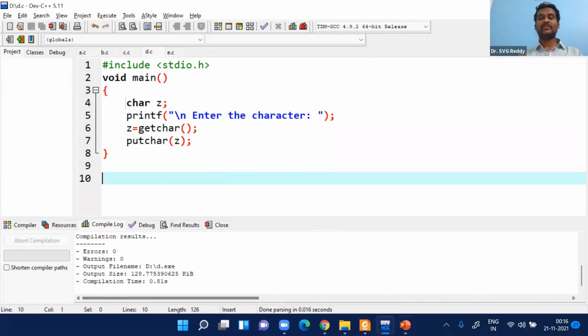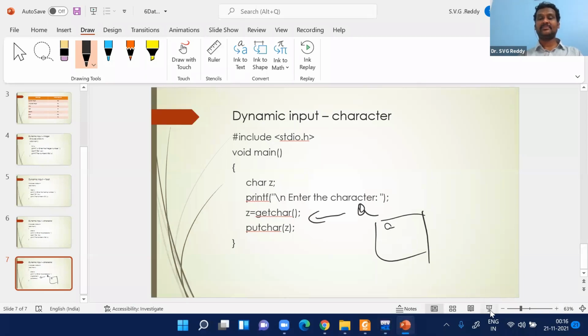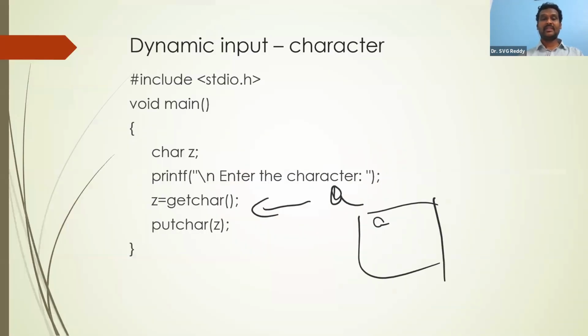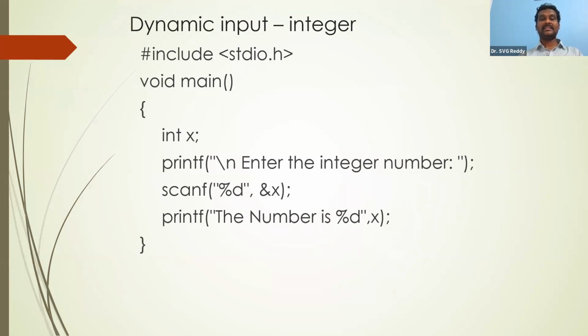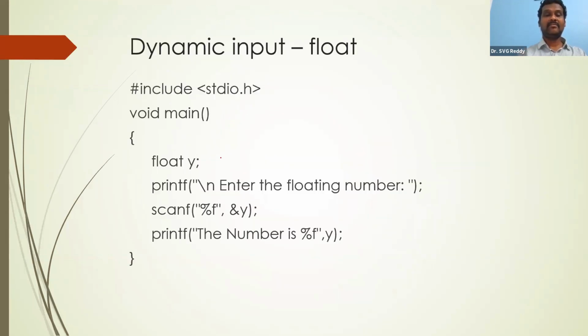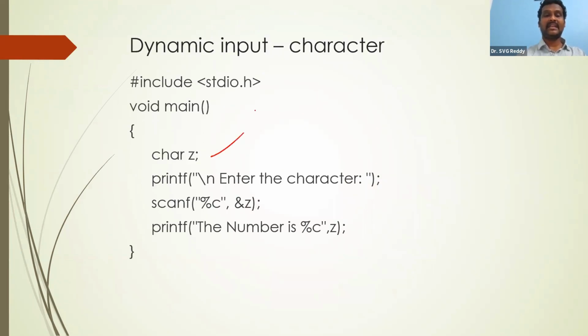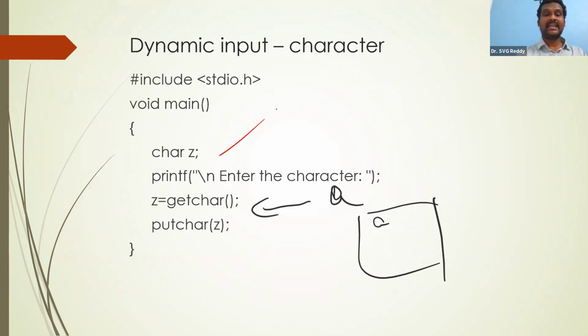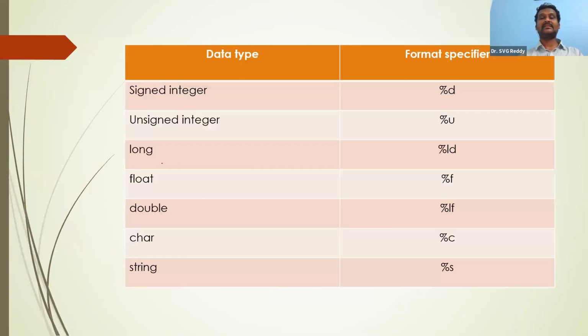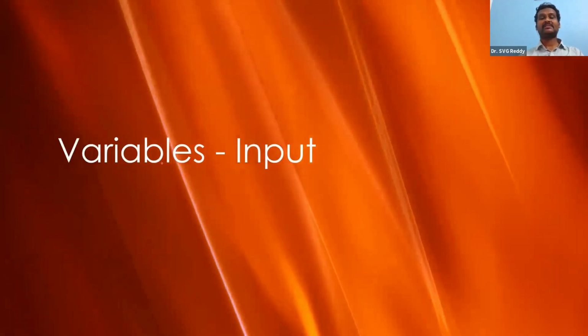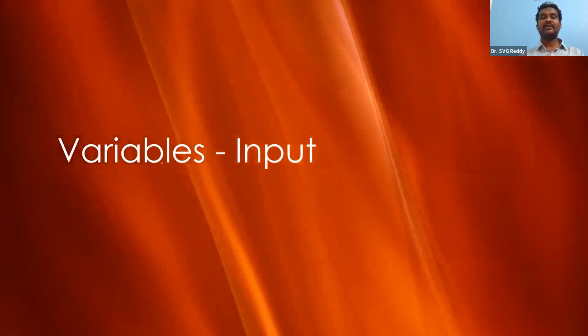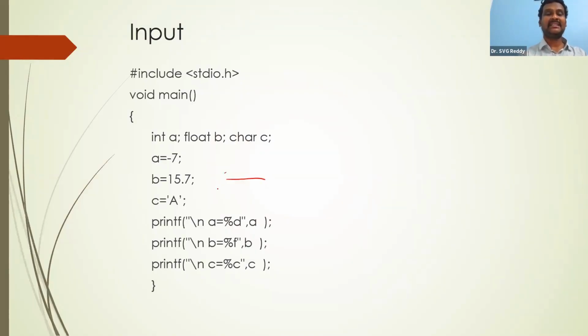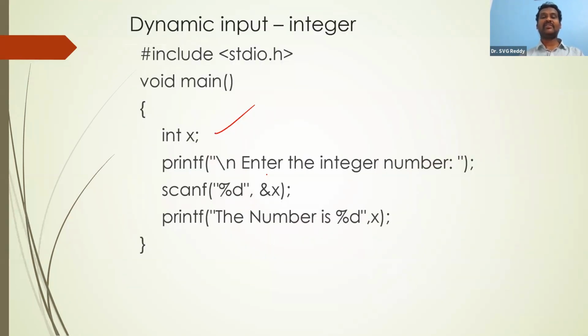If you see the things here, we've understood integer number and floating number and character with scanf and character with getchar. So like this, the variables can be taken with different types of input. This is static input, giving values directly, of course the very bad way of programming.